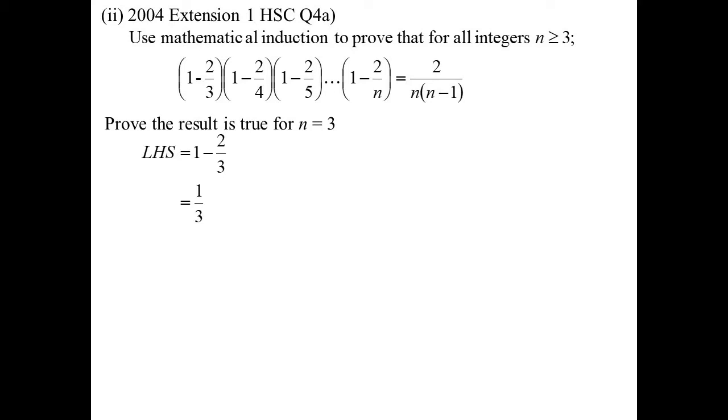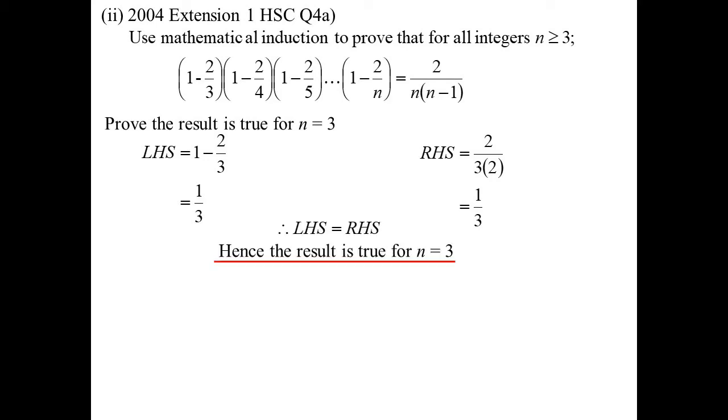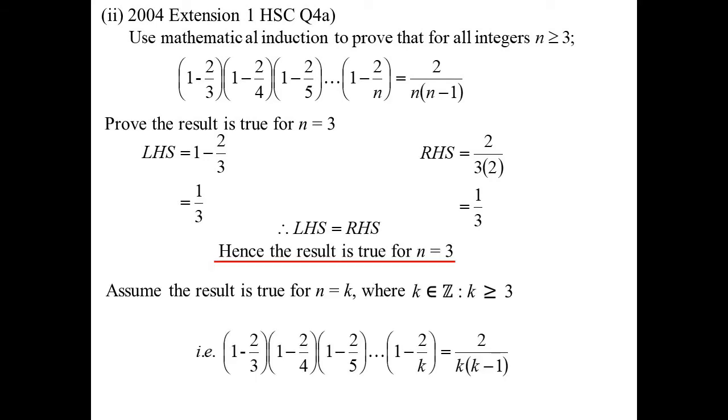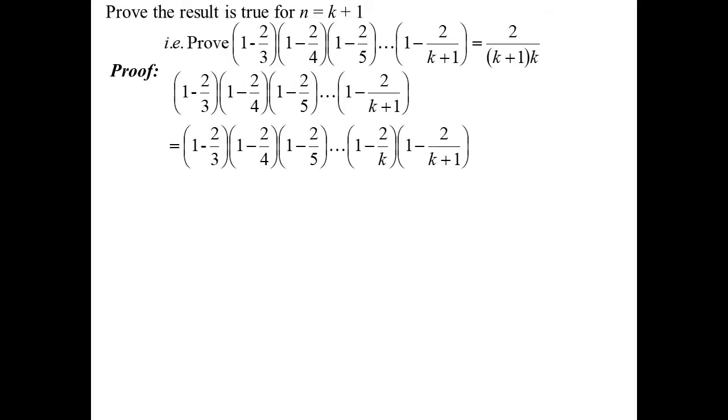So 1 minus 2/3 gives us a third. Right hand side, sub it into our formula. Yep, we get 1/3. We've proven it true for our first case. Now, when I do my assumption here, I'm going to add in the fact that our integers are greater than or equal to 3. That may be useful in our proof. I don't know, but it might be. So I'll put it there. So k is going to be an integer such that k is greater than or equal to 3 for this one. So sub in there to show our assumption. We want to prove for k plus 1, and the same sort of idea.